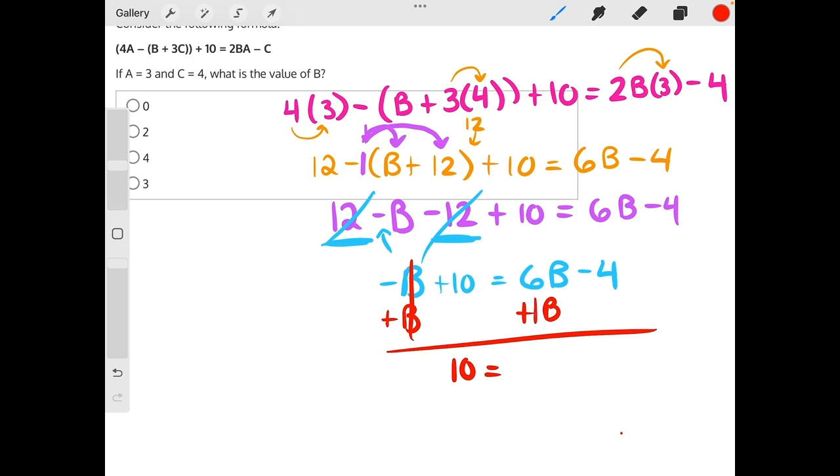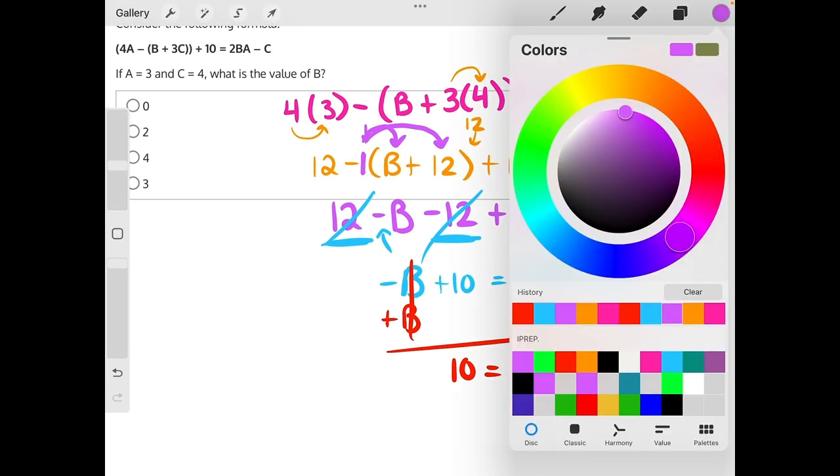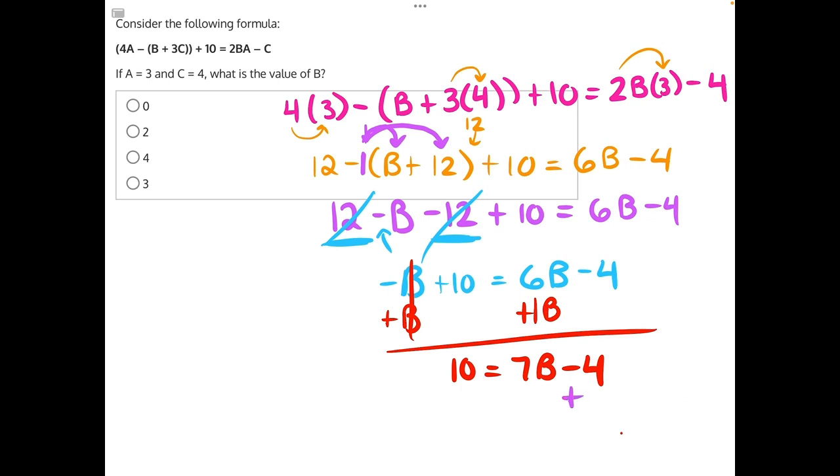6B plus 1B gives us 7B minus 4, and then 4 is being subtracted. We'll go back to purple. 4 is being subtracted, so the opposite operation is to add 4 to both sides. These will cancel, leaving us with 14 is equal to 7B.